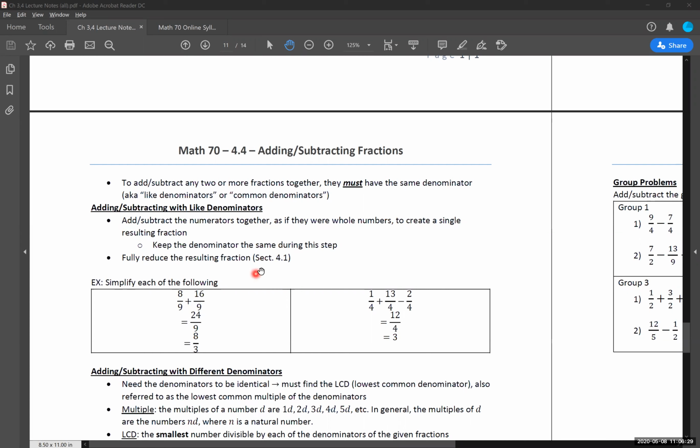Going back to 4.1 if we need a reminder on that. And because we're going to have fractions on this next test, always leave your answer as a fully reduced fraction. I will absolutely take off points if I'm seeing something that is most of the way done, but it's not fully reduced. I'm taking off points for that. So this is an overarching rule for this entire chapter and for all fractions moving forward. Fully reduce the resulting fraction that you get.